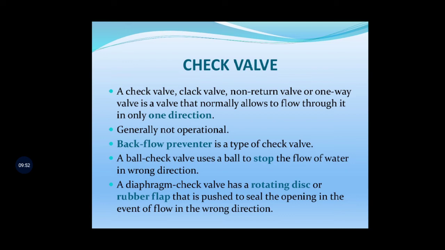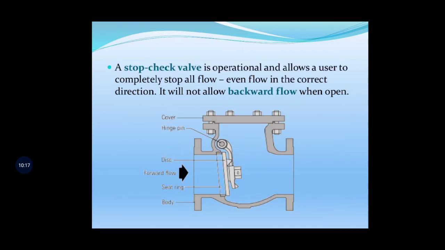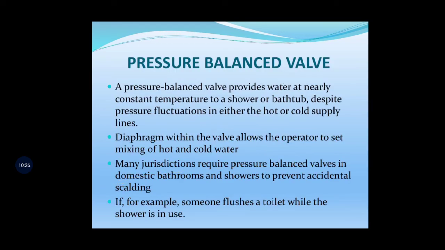A ball check valve uses a ball to stop the flow of water in the wrong direction. A diaphragm check valve has a rotating disc or rubber flap that is pushed to seal the opening in the event of flow in the wrong direction. So just to make sure the flow in the wrong direction is controlled, check valves are used. So this is the picture of the check valve. When you want to stop backward flow, then check valves are required. It is called one way.